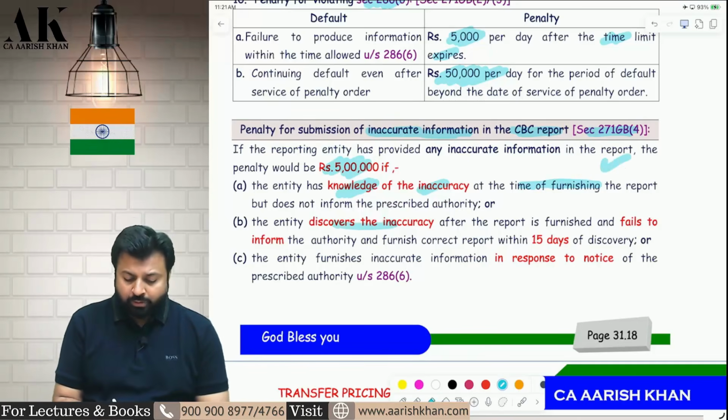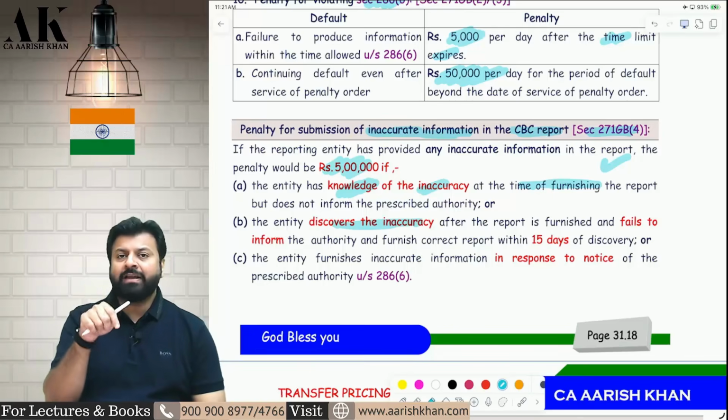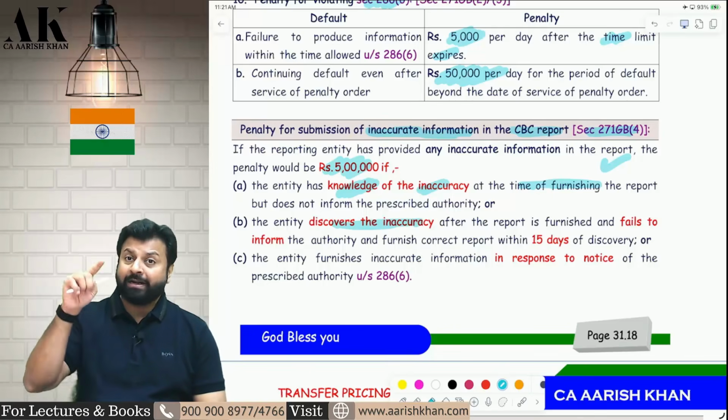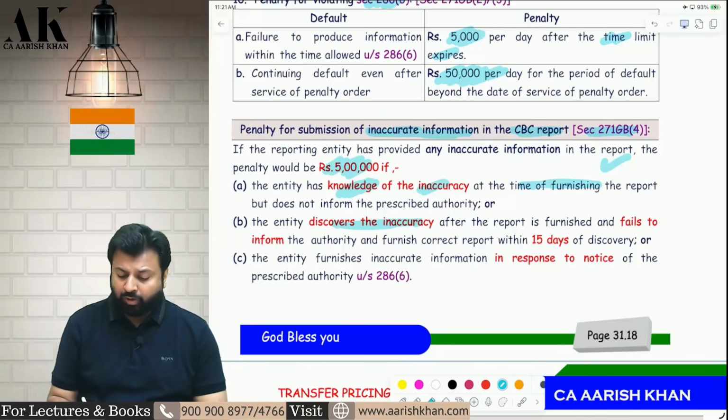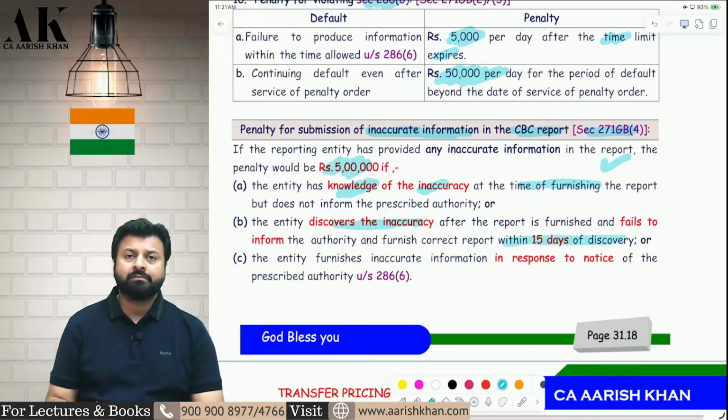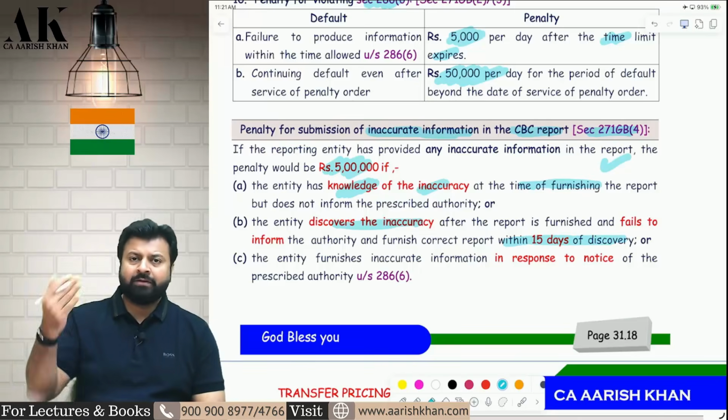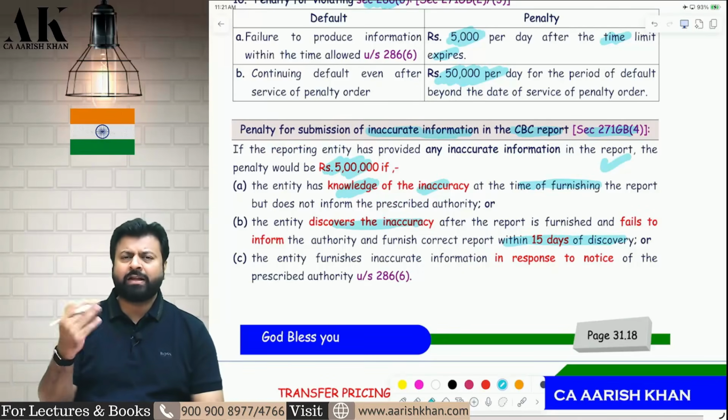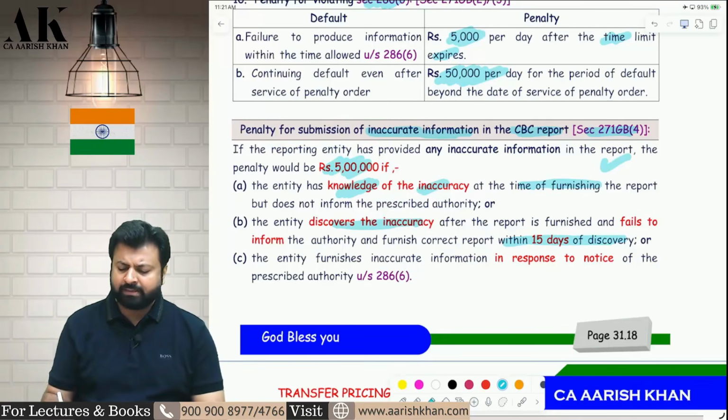Or you discover the information later on. At the time of filing, you are not aware that this information is incorrect. But later on, you came to know that it is incorrect and you do not rectify the mistake within 15 days. You came to know later on that the information which you gave in CBCR is incorrect. So you rectify within 15 days. If you rectify within 15 days, no penalty. Or if you don't rectify within 15 days, penalty.